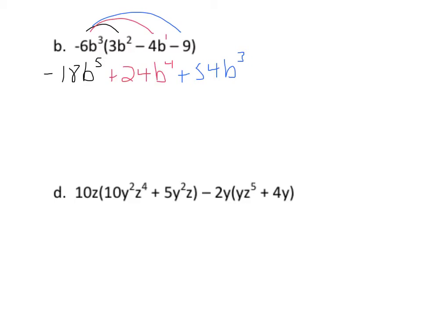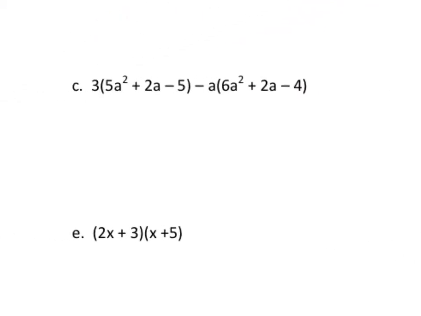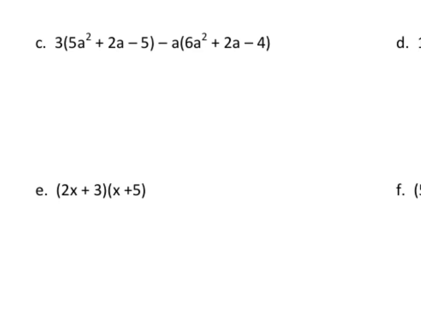So let's try a more interesting one. Same scenario, but now we're just going to have one more step to do when we're finished. So notice we have a monomial being multiplied by a trinomial, and then another monomial being multiplied by a trinomial. So we'll do the first one, and we will get 15a squared plus 6a minus 15.